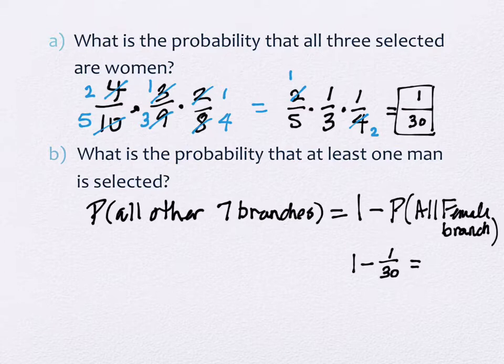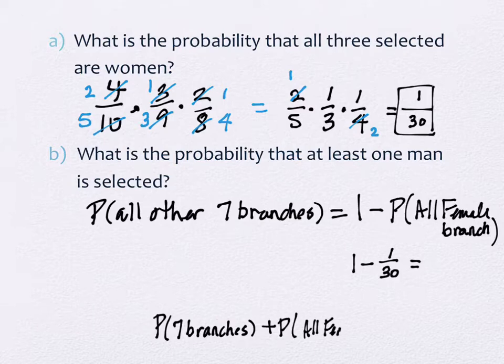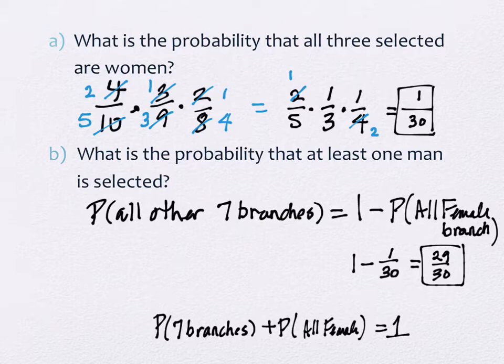Because the reality is that what we found is that the probability of the 7 branches, that's my desired outcome, plus the probability of the all-female branch has to equal 1, because it's all 8 branches represented. So that's what I'm using to do this. So what is 1 minus 1 over 30? 29 over 30, right? So there's a 29 over 30 chance that at least one man goes on the bus on the trip to Hawaii. Is that okay?